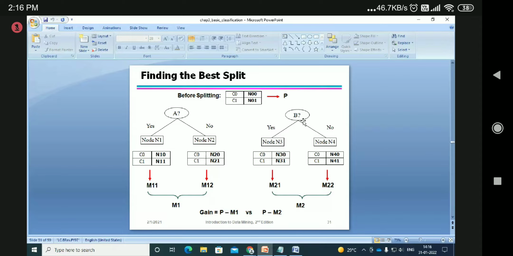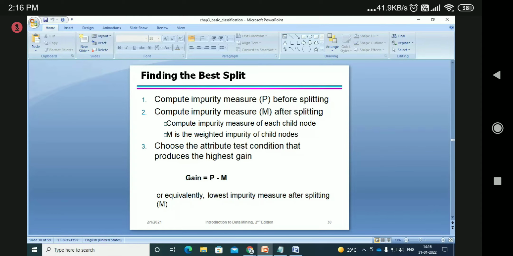And I'm going to use the greedy approach. So I'm going to choose the one which gives me the less impurity. Okay, how that we will see. So you need to compute the impurity measure before splitting of the node, then compute the impurity measure after splitting the node. So how to calculate that?